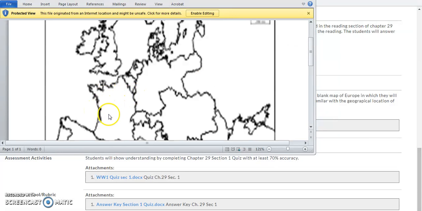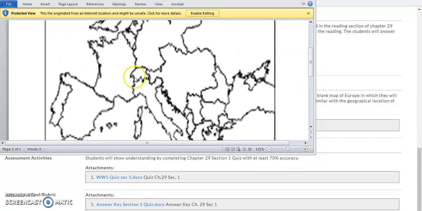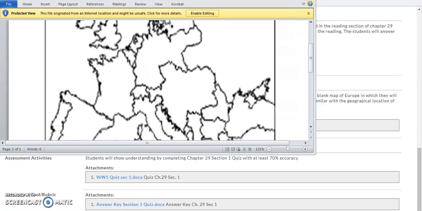So let's just say blue represents the Triple Entente, which will be Great Britain here and France. They will color those areas in, and Russia at the beginning, and color this area in. The Central Powers, they'll cover Germany, and they'll color all the way down to Italy. So I just want them to get a visual representation of where everything's located, so they could see it.